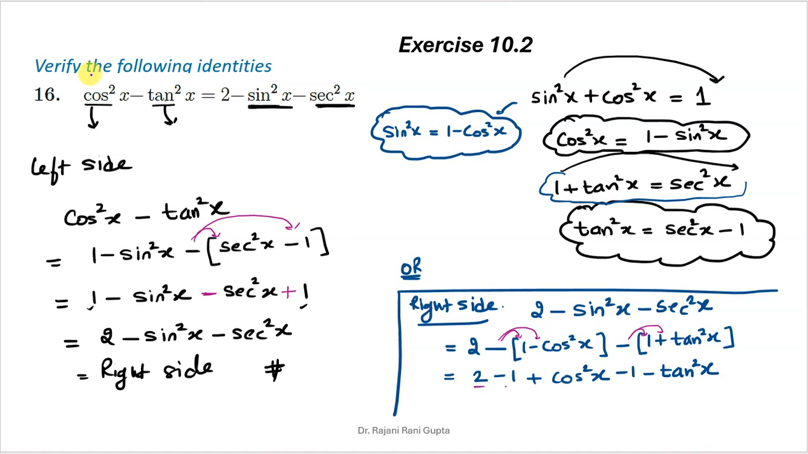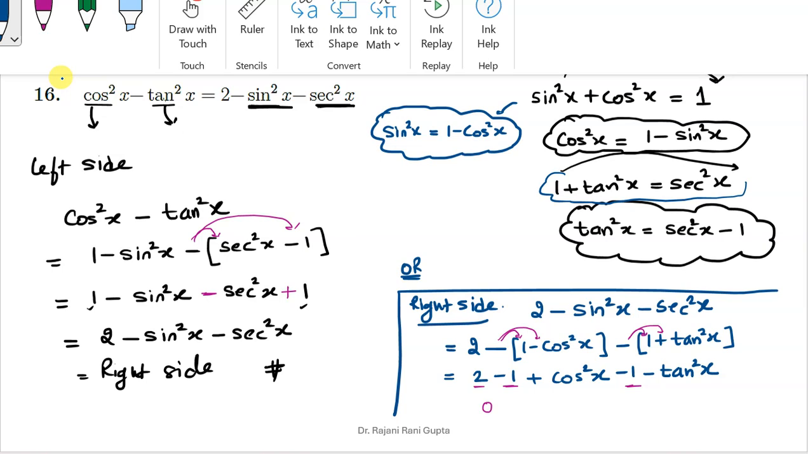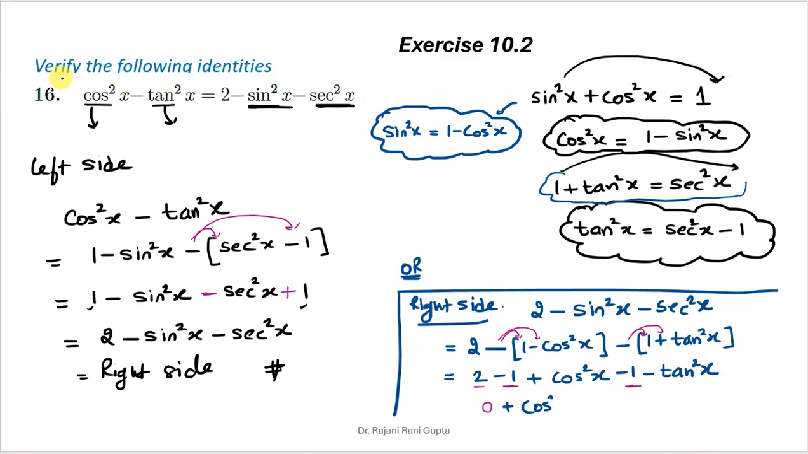Now what you see is 2 minus 1 minus 1, so 2 minus 2 becomes 0. What are you left with? 0 plus cos square x minus tan square x. So this is cos square x minus tan square x, which is your left side. So in this case also, you can start with the right side and prove it equal to the left side. But remember, you have to do any one. Don't do both. Either this way or this way. I hope it is clear.